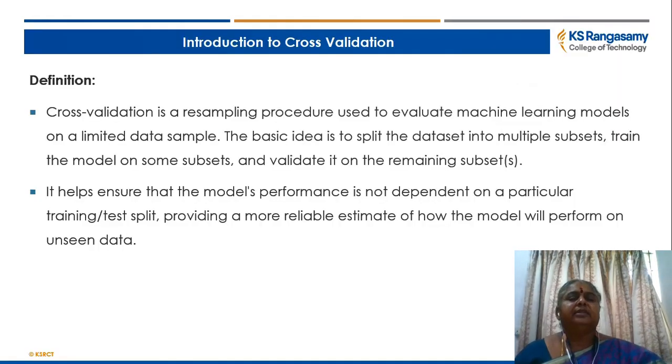Cross validation is a resampling procedure used to evaluate machine learning models on a limited data sample. The basic idea is to split the dataset into multiple subsets, train the models on some subsets, and validate it on the remaining subset. It helps ensure that the model's performance is not dependent on a particular training or test split, providing a more reliable estimate of how the model will perform on unseen data.